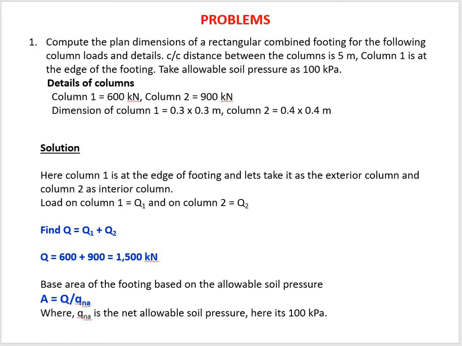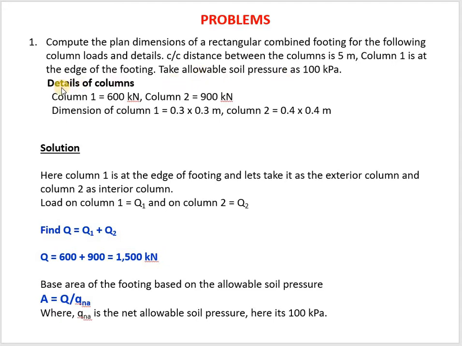So now let us do this problem, and along with the problem I will be explaining the various steps involved in the design of a footing, so that part will also be clear to you. So this is the question: compute the plan dimensions of a rectangular combined footing for the following column loads and details. The center to center distance between the columns is 5 meters. Column 1 is at the edge of the footing. Take allowable soil pressure as 100 kPa.